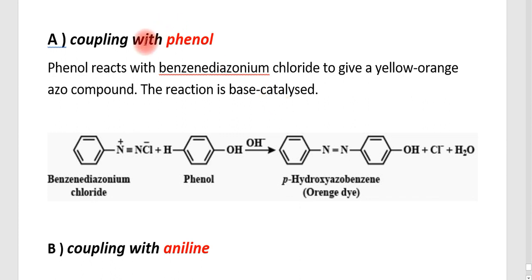That is the coupling of benzene diazonium chloride with phenol. What happens when benzene diazonium chloride is treated with phenol in a base catalyzed medium? Definitely an azo compound is formed here. That azo compound is para-hydroxyazobenzene. That is an orange dye, which is very important in organic chemistry, plus Cl minus plus H2O.